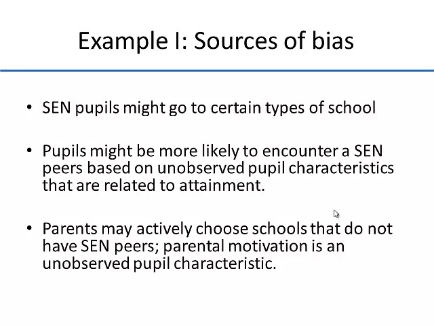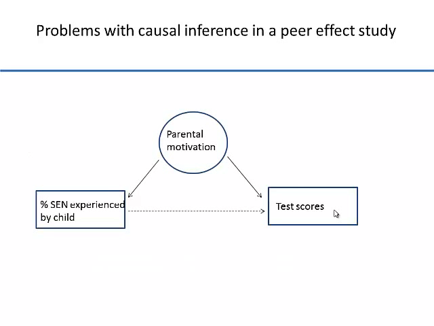A related concern in this example is selection bias. Certain types of pupils might be more or less likely to encounter SEN peers based on unobserved pupil characteristics that are related to how well they do at school. The usual example used in peer effects is parental motivation. Parents may actively choose schools that have a lower level of SEN peers. Those parents might be more interested in their child's education, but that interest is also something that drives how well they do at school. So we can't tell what the causal effect of SEN peers is. In this diagram, this is what we observe in our model: the percentage of SEN peers experienced by the child and their test score. But that might just be a manifestation of a common variable, parental motivation.